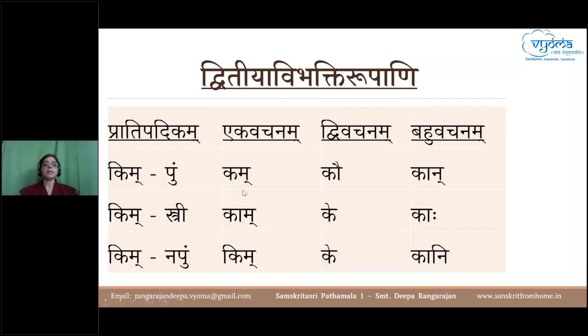Then Kim Shabda again is like the Tat Shabda. Kam Kau Kan, Kam Ke Kaha, Kim Ke Kani. So for the Pullinga, the Prathama was Kaha Kau Ke. For Dvitiya, it is Kam Kau Kan. For Strilinga, it was Ka Ke Kaha. Now it is Kam Ke Kaha. Only the Ekavachanam differs. For the Napumsakalingam, Kim Ke Kani. It's the same as the Prathama Vibhakti.